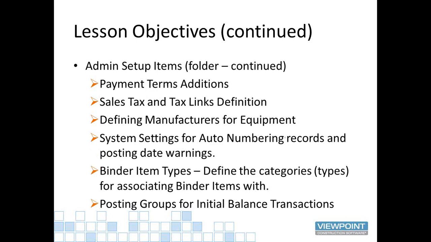In addition to those setup items, we'll also be looking at those setup items that you currently see on the screen as well, including payment terms, sales tax, manufacturers for equipment, if that is an optional module that you've purchased, system settings for auto numbering new master file records when you're adding them, binder item types. So this is a table that we basically allow the definition of categories so that we can access binder items more easily in the future, create filter mechanisms for them, and of course posting groups for initial balances.